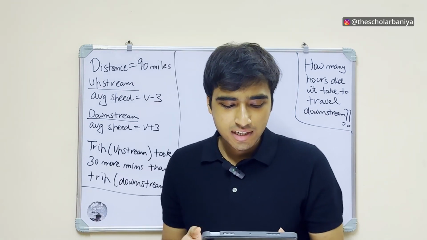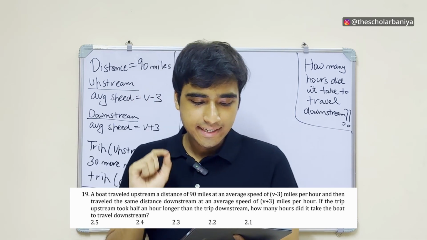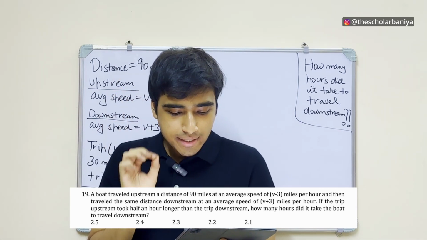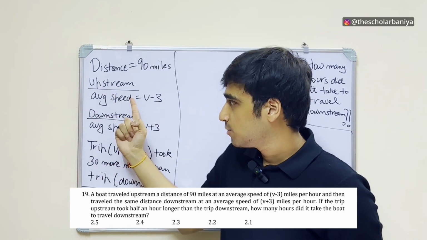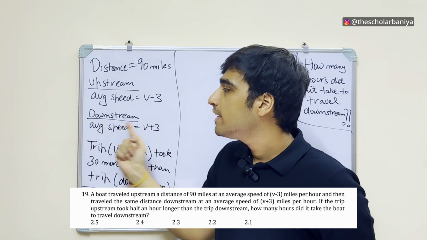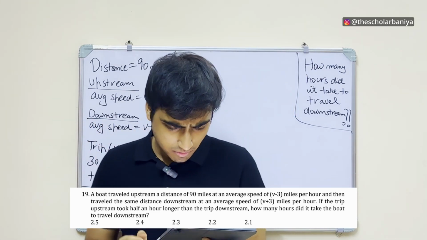In this question, we are given that a boat traveled upstream a distance of 90 miles, at an average speed of v minus 3 miles an hour. So when the boat is going upstream, the average speed is v minus 3, and when the boat is going downstream, the average speed is v plus 3, right?